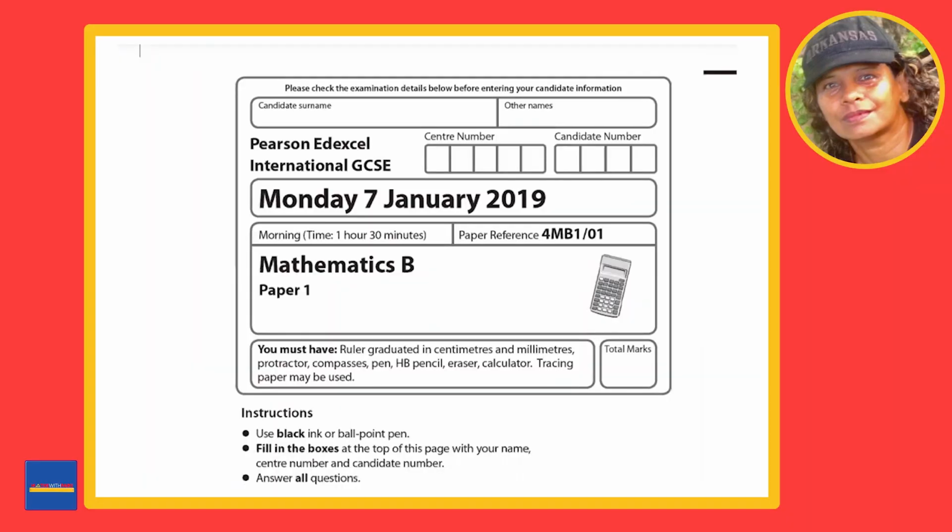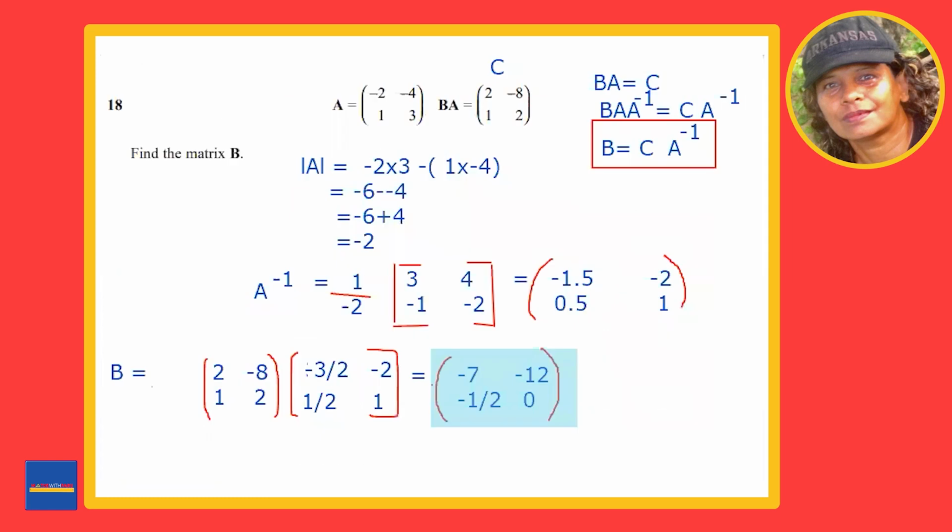In this video, I shall be discussing questions from the 2019 January Syllabus B Pearson O-Level examination paper. I've discussed the previous questions in the previous video, so I shall be starting with question 18. This question is on matrices, and they're asking you to find matrix B given that you have A and BA.